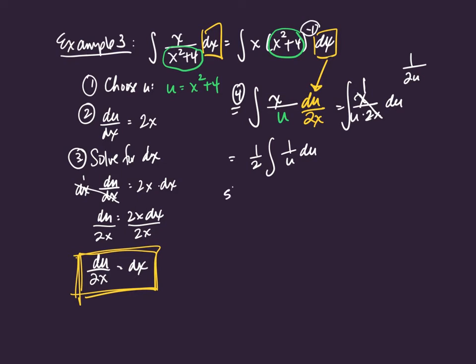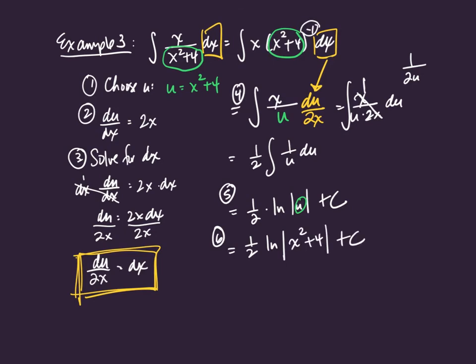And step 5 is integrate. So the antiderivative of 1 over u is ln of u plus c. And then last step is substitute back again, right? Take out the u and replace it with, what did we pick there? x squared plus 4. Which happens to always be positive, so the absolute value is a little redundant, but it's fine to leave it in.